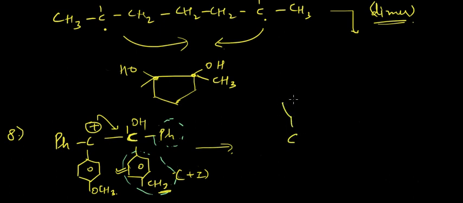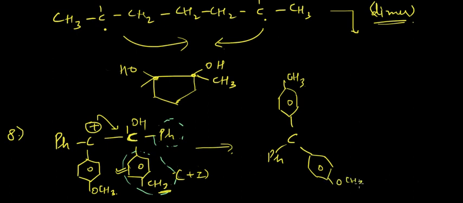We would have something like this. CH3 group here, we have a phenyl group here, and we have an OCH3 group here. Okay, and this would have a double bond and Ph.